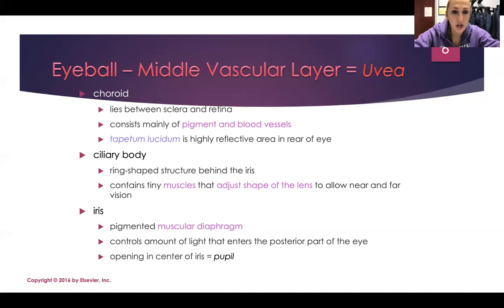Ciliary body, a ring-shaped structure behind the iris. So back up to that one. We talked about what the iris was, but that ciliary body contains tiny muscles that control the shape of the lens. So we have our little circle like this with these little fingers of muscles that are able to pull that lens to adjust for near and far vision. That's part of the middle vascular layer of the eye. And then once again, the iris is that pigmented muscular diaphragm, accounts for the color of our eye that you see, and controls the amount of light by way of opening and closing that pupil.